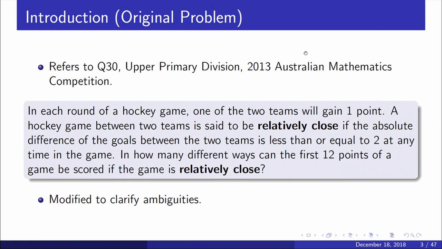Our original problem comes from a primary mathematics competition in Australia, which consists of two teams playing a hockey game. We are finding the number of ways the first 12 goals can be scored such that the game is relatively close, where relatively close is defined as the absolute difference of the goals between the two teams always being less than or equal to 2.